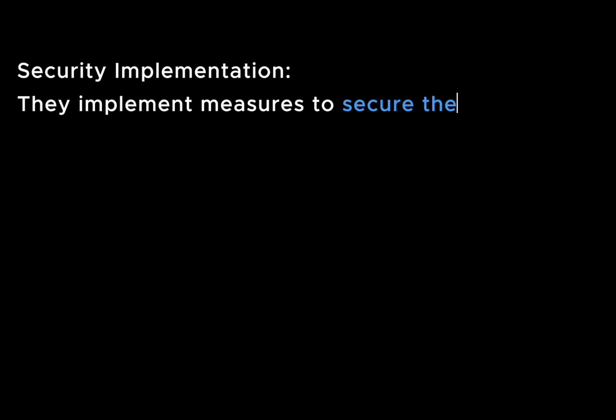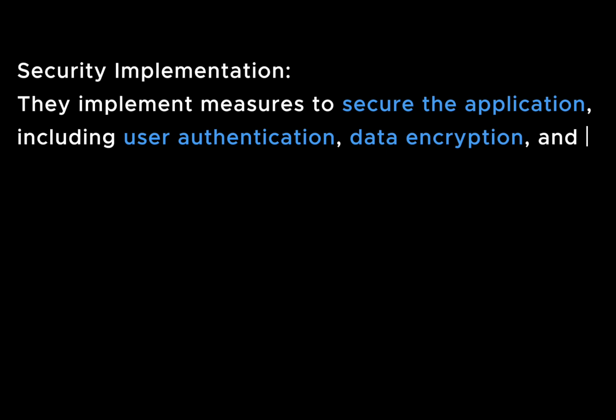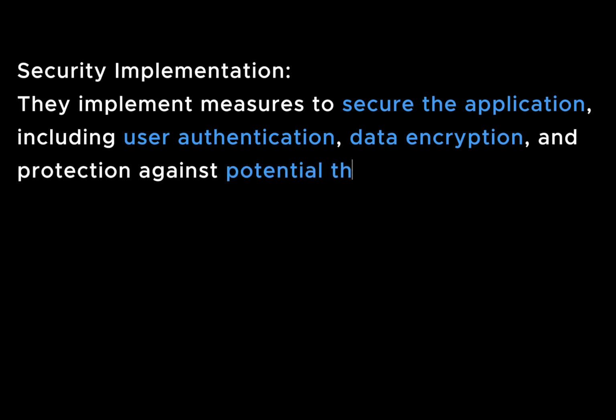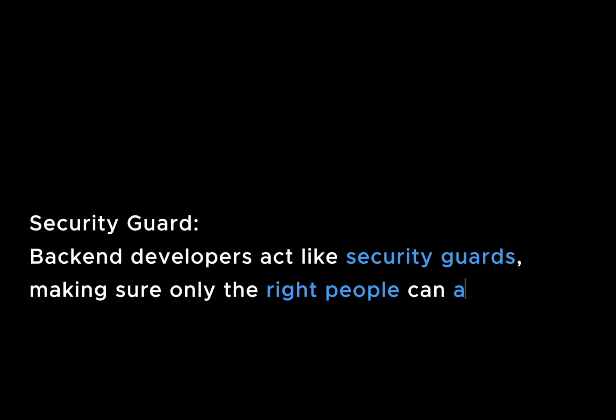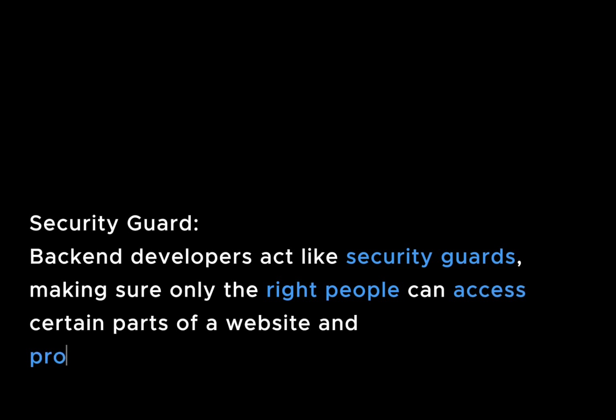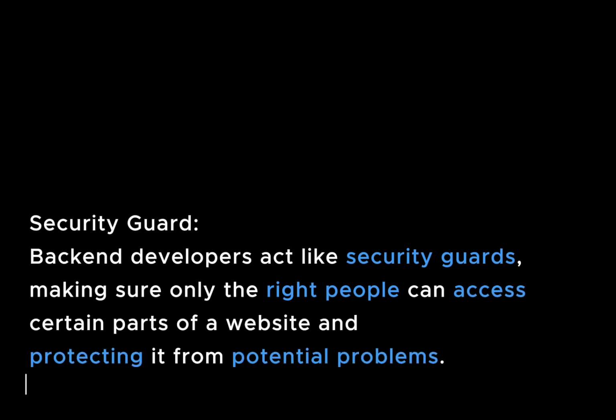And security implementation, they implement the measures to secure the application, including user authentication, data encryption, and protecting against potential threats. In an easier way to explain this, they're like a security guard. Backend developers act like security guards, making sure only the right people can access certain parts of a website and protecting it from potential problems.